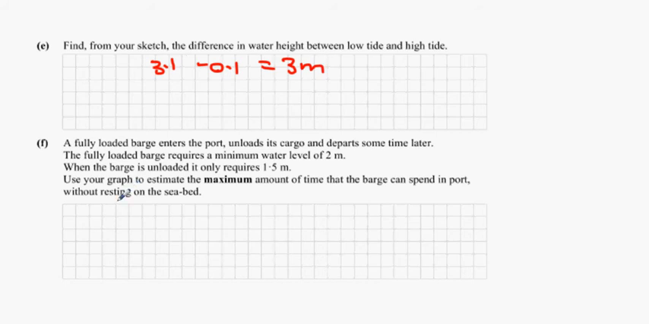A fully loaded barge enters the port. It unloads its cargo and departs sometime later. The fully loaded barge requires a minimum water level of 2 meters. When the barge is unloaded, it only requires 1.5 meters. Use your graph to estimate the maximum time the barge can spend in port. So when it comes in, it has to be 2 meters high. Okay. So what we can do is we can go back here.